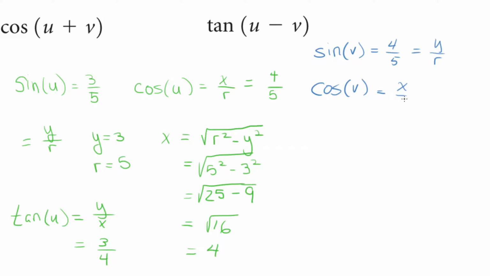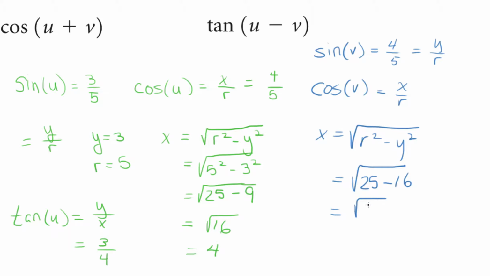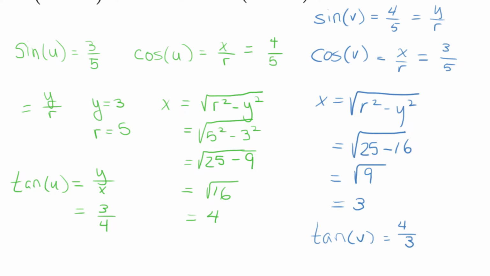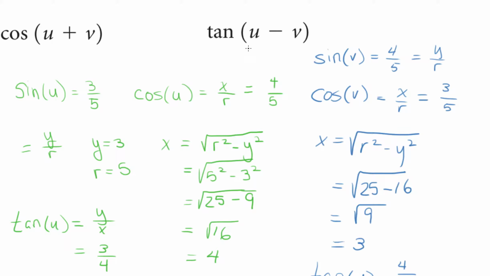Cosine of v is x over r. So we need to find x the same way. So square root of r squared minus y squared. r is 5, so 5 squared is 25. And y is 4, so y squared is 16. So it's going to be the square root of 9, which is 3. Therefore, cosine of v is 3 over 5. Same way, tangent of v, for the next problem, which is y over x, is going to be y, which is 4, over x, which is 3.